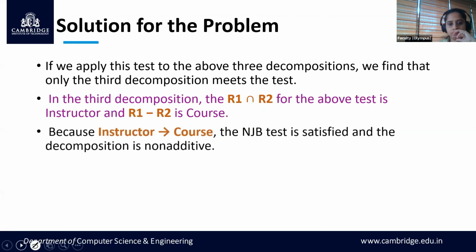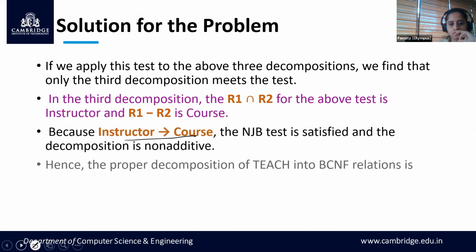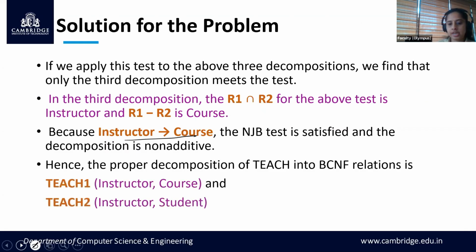So what was the solution? We have done this. So we could derive instructor tends to course. Hence, what do you teach one? You will divide into two tables, that is teach one, instructor course, and teach two, instructor student. So this decomposition is done finally.